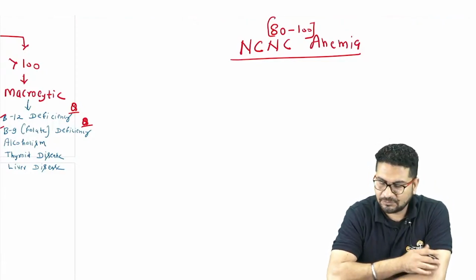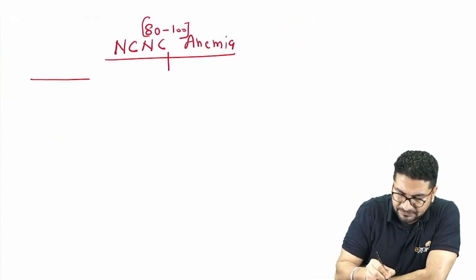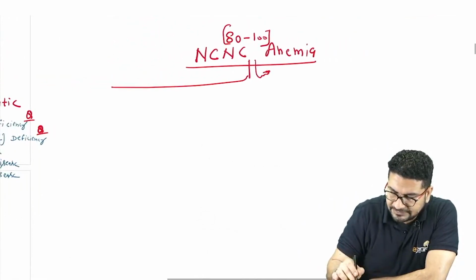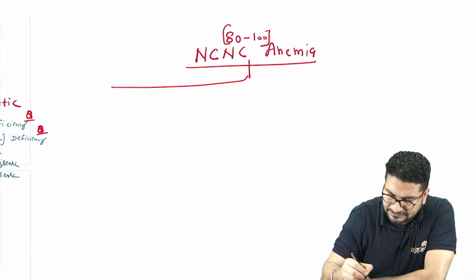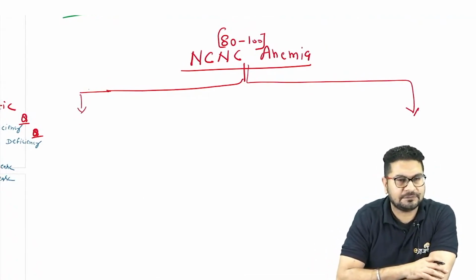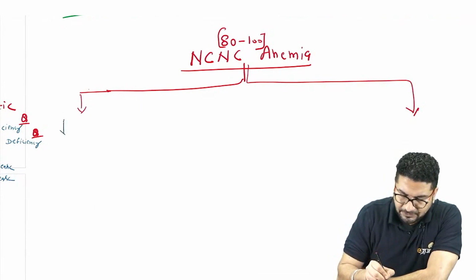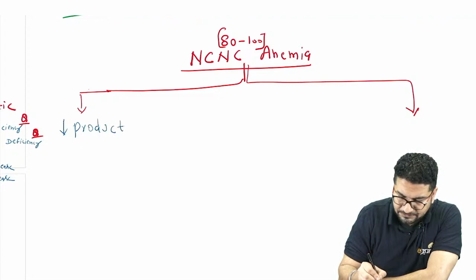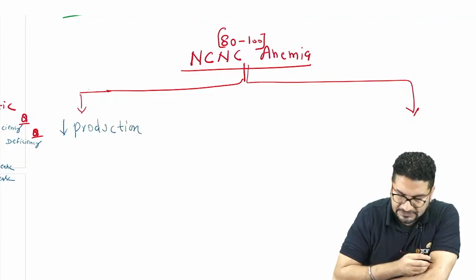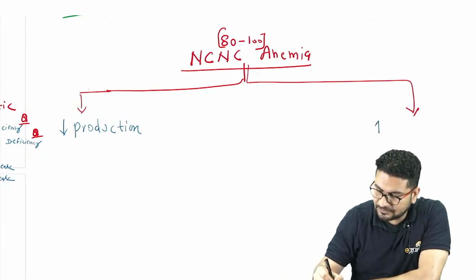So normocytic, normochromic anemia can occur because of 2 reasons. Reason number 1, it can occur when the RBC count is decreased, that is what we call decreased production, the same thing I told you. It means RBCs are not being produced, or it can occur because of increased destruction.